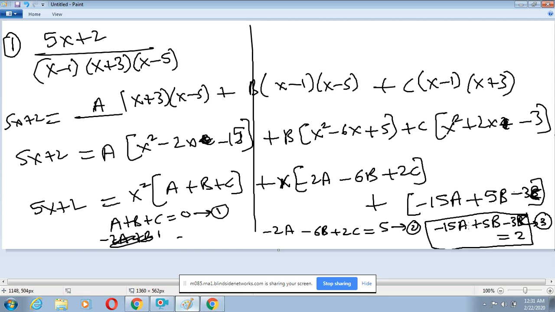Have you copied till here? Yeah. A, b, c, minus 2, minus 6, plus 2. One sec. A plus b plus c is 0. Minus 2a minus 6b plus 2c, and minus 15a plus 5b.